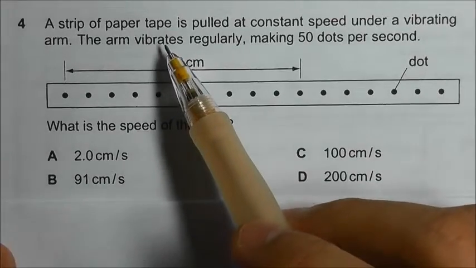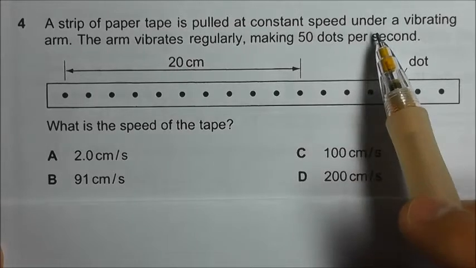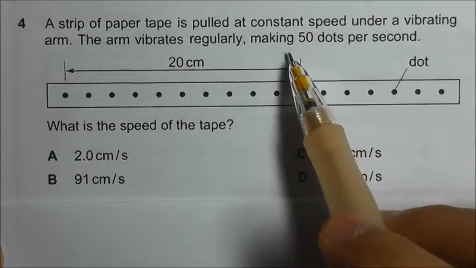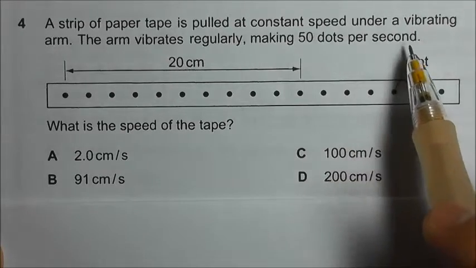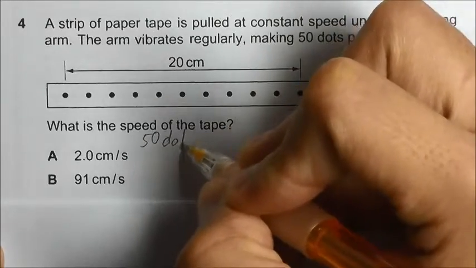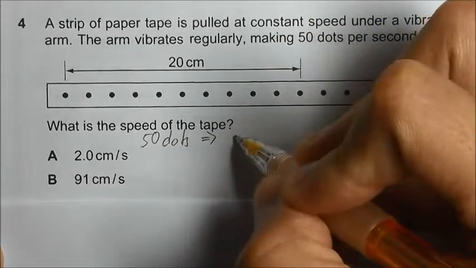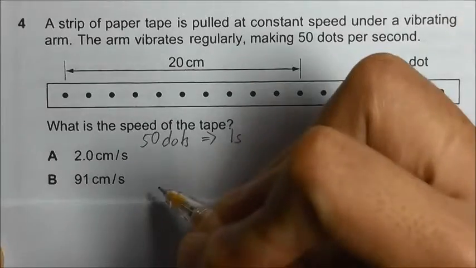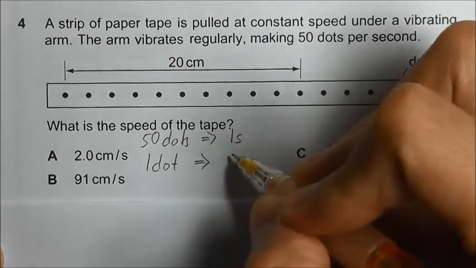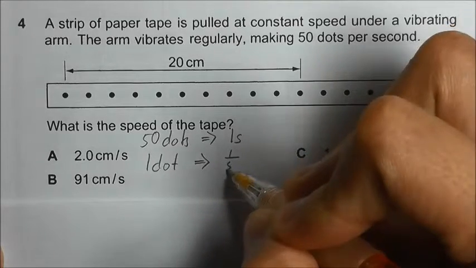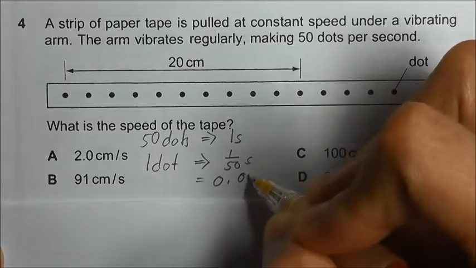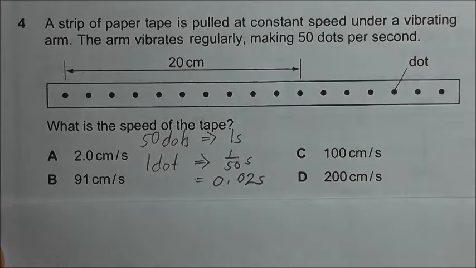A strip of paper tape is pulled at constant speed under a vibrating arm. The arm vibrates regularly, making 50 dots per second. So in this case, we know that 50 dots will be punched in 1 second. So 1 dot will be punched at an interval of 1/50th of a second. That will give us 0.02 seconds.